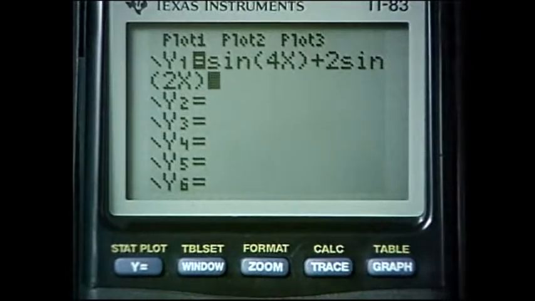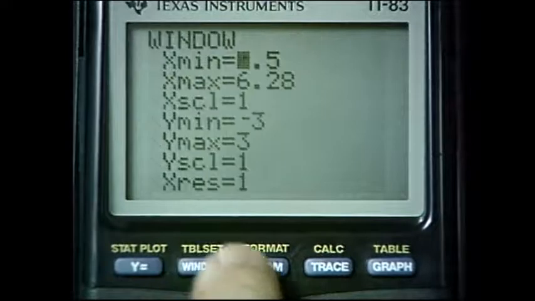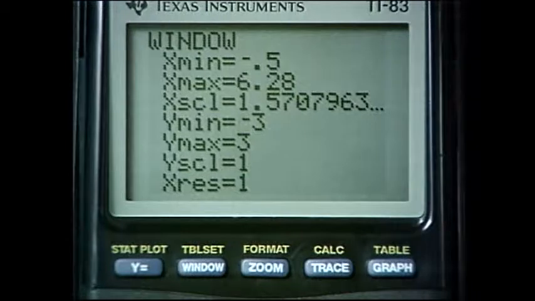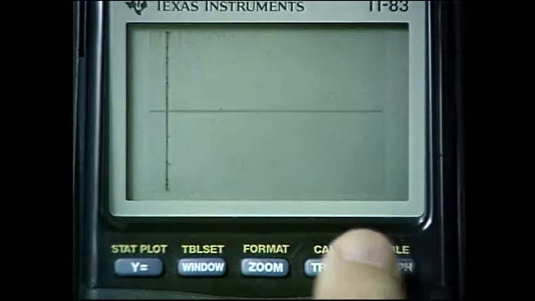The equation has already been entered, and I have made some window settings. Negative 0.5 for the x minimum, 2 pi for x max. The x scale should be set so that we can see our solution points easily. All of our solution points are multiples of pi over 2, so I'm going to set the scale at pi divided by 2, and the y minimum negative 3, y max 3, and here's what the graph looks like.